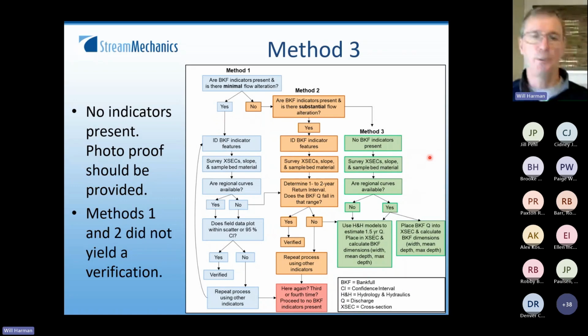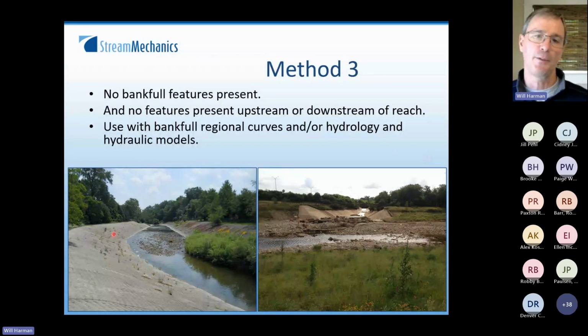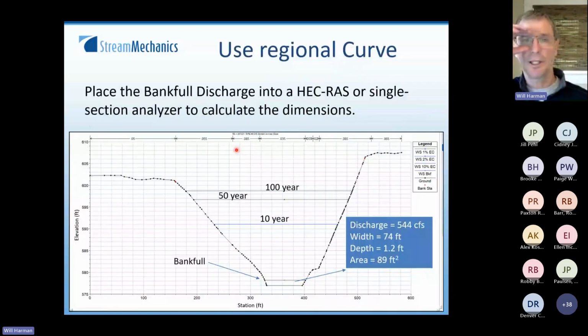All right, so these are classic examples of streams where there is no Bankfull indicator. Yeah, there's some deposition here, but it's really low. It's not consistent. Both of these are going to be your really urban flood control channels. So when that's the case, if you have a regional curve, you can use the discharge from that regional curve. If not, you're left with the hydrology and hydraulic models. And here's kind of what that looks like. So again, if you have the regional curve, you can use the Bankfull discharge from the regional curve.